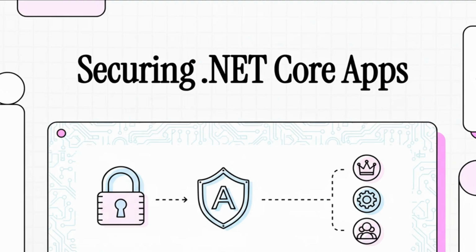So, you've built a .NET Core app. That's awesome. Getting it to work is a huge win, but it's really only half the battle. The other half? Making sure the right people can access the right things. Today, we're going to break down authorization and roles and turn what seems like a really complex topic into a super simple step-by-step guide. Let's dive in.